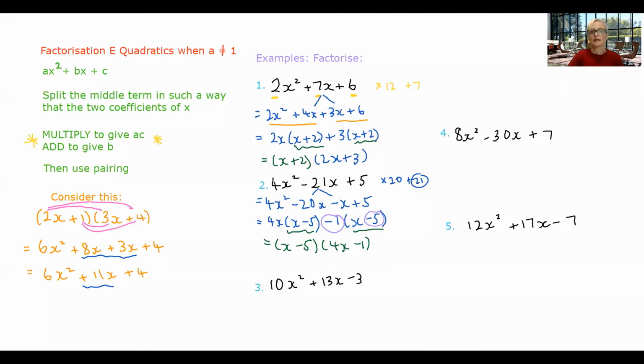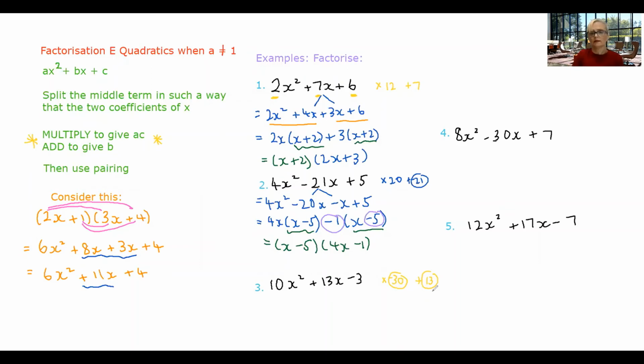So for AC here, we've got 10 times negative 3, which is negative 30. So we want two numbers that multiply to give negative 30, and we want them to add to give 13. Okay, let's think about this. We're going to have one negative and one positive, aren't we?